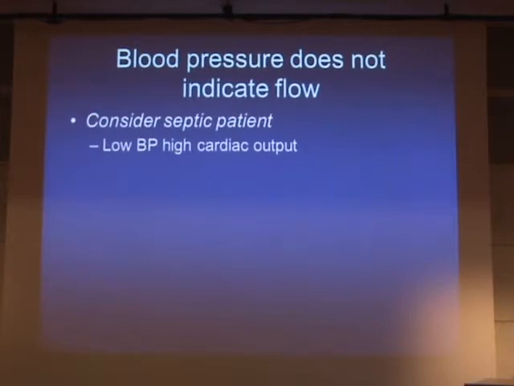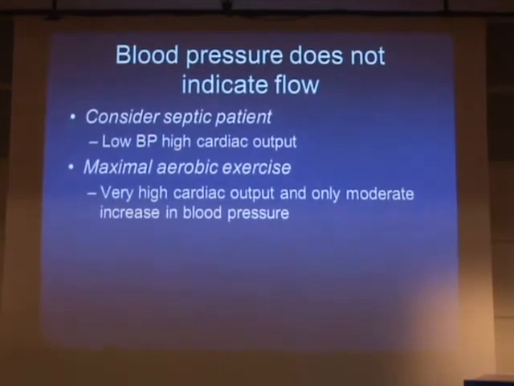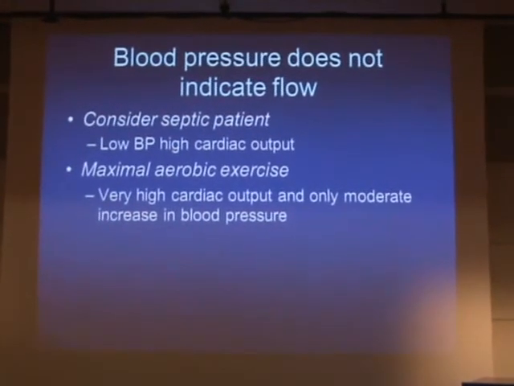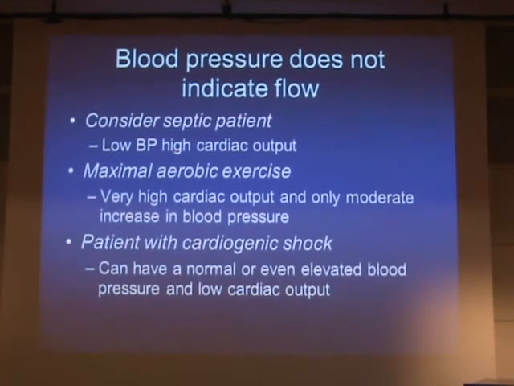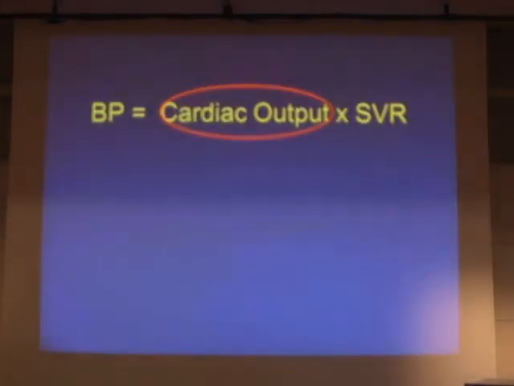Blood pressure does not indicate flow. Consider a septic patient: low blood pressure, high cardiac output. Or, as we heard today, and I certainly agree with this, you can be in shock with a normal pressure, with inadequate tissue perfusion. With maximal aerobic exercise, your blood pressure goes up only a little bit, and yet you have a huge rise in cardiac output. In cardiogenic shock, you can have a normal or, as we heard today, elevated blood pressure, actually very commonly elevated, and yet low cardiac index. So they don't go together.